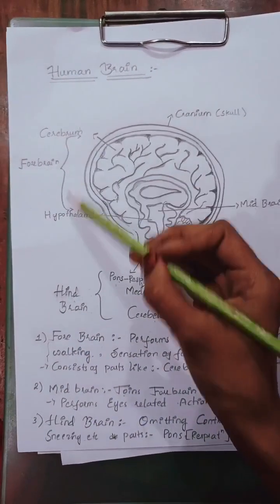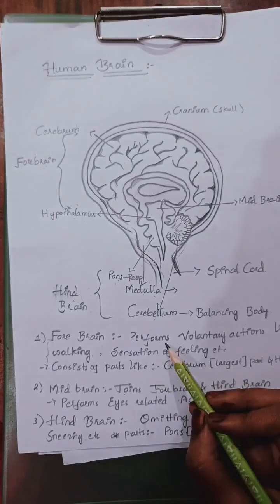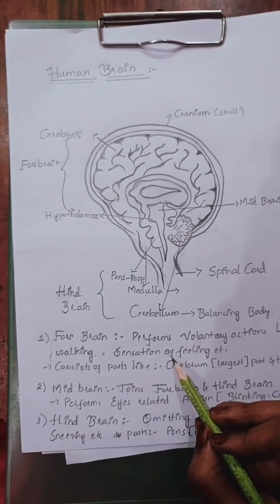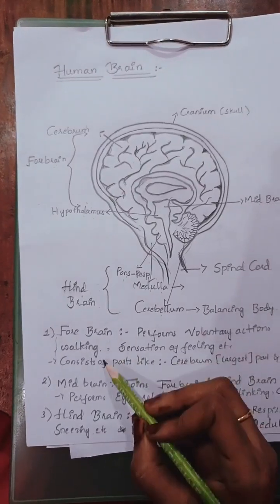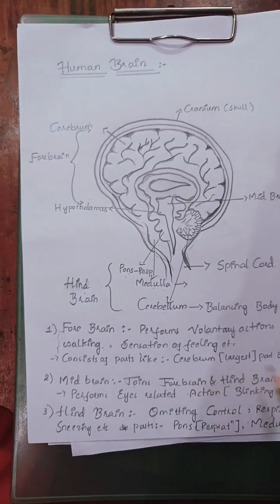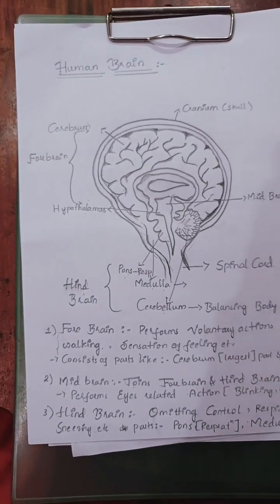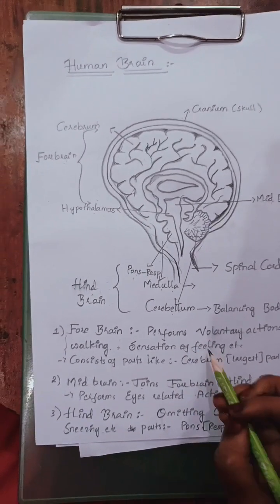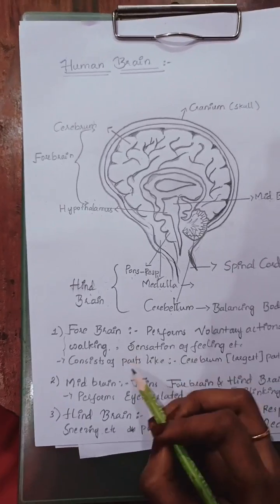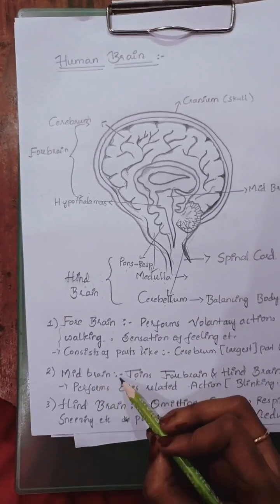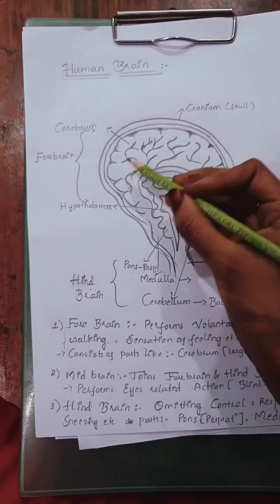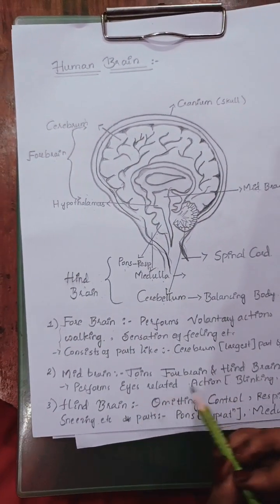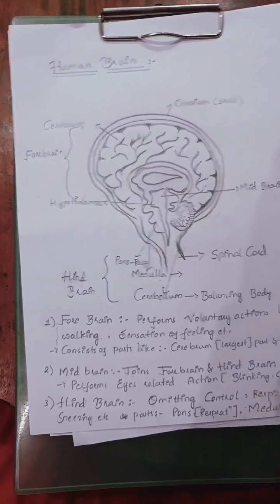Forebrain. These parts come under the forebrain, which performs voluntary actions like walking, sensation of feeling, etc. And the forebrain consists of parts like the cerebrum, which is the largest part, and the hypothalamus. You have to write the same function for these forebrain parts. Midbrain. The midbrain joins the forebrain and hindbrain, and it performs eye-related actions like blinking of eyes, crying, all those things.